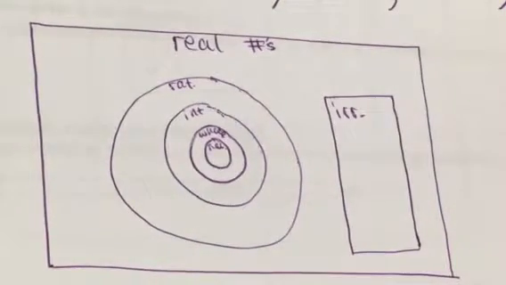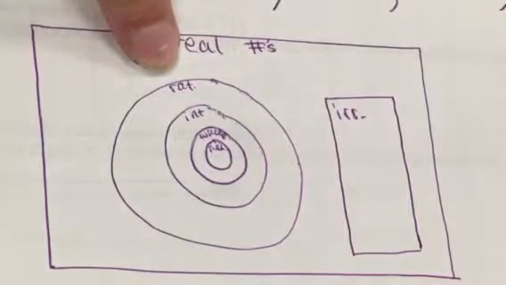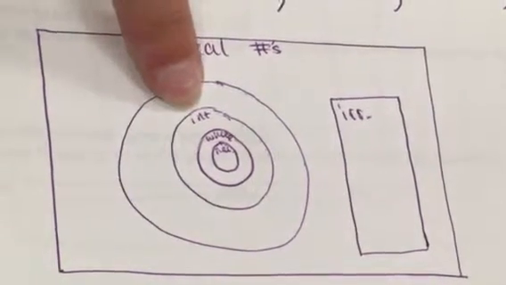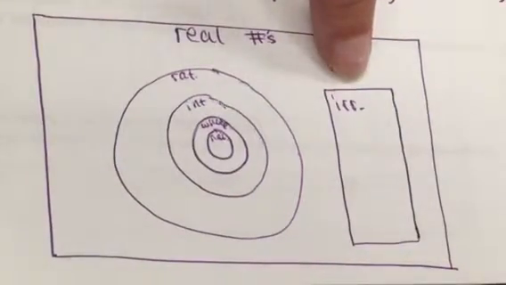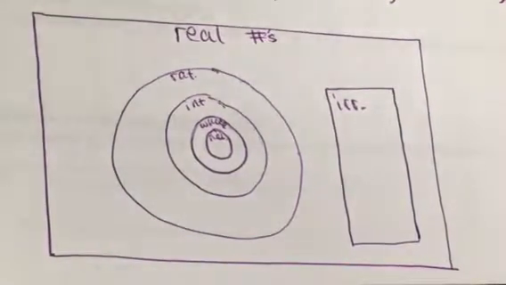So you are going to have to put these into, we've got real numbers. All of these are real numbers. And then, of course, we've got our rational numbers, and then we've got our integers, our whole numbers, and our natural numbers. And then, of course, outside, we've got a tiny box set aside just for our irrational numbers.